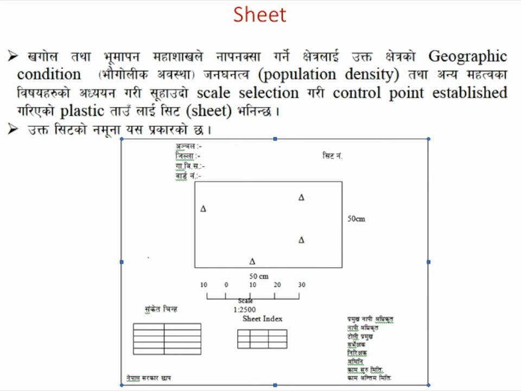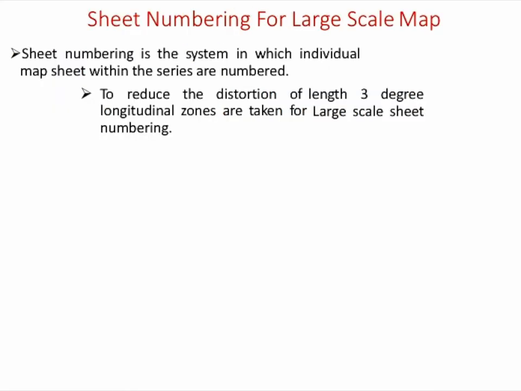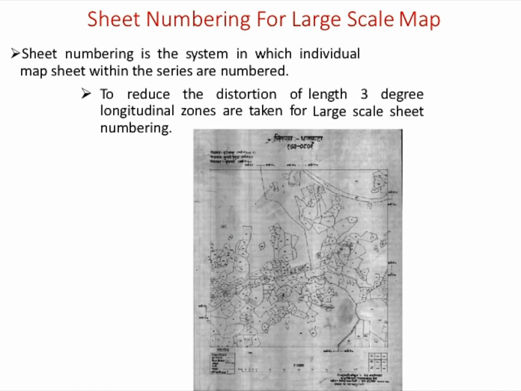Now I'd like to talk about sheet numbering for the large scale map system, in which individual map sheets within the series are numbered. To reduce the distortion of length, 3-degree longitude zones are taken for large sheet numbering. It should be a 6-degree zone, but it has been modified into 3-degree zones with 3 central meridians. And this is an example final output of a cadastral map.